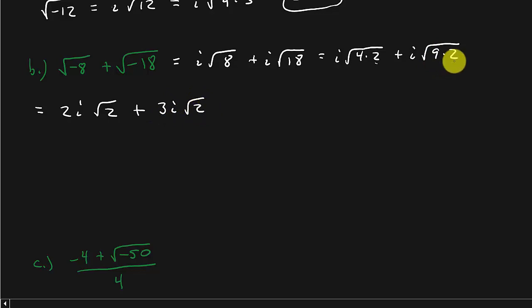And now, well, look. It's like I've got like terms now. i square root of 2, i square root of 2. 2 plus 3 is 5, so that's 5i square root of 2. And there's the answer.